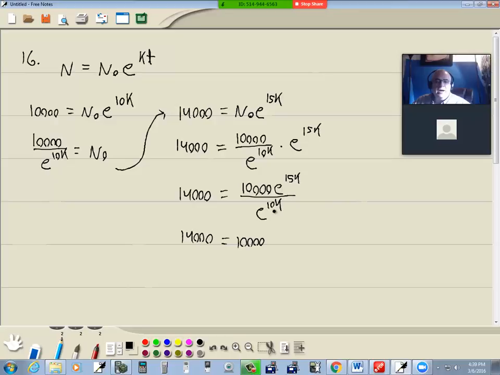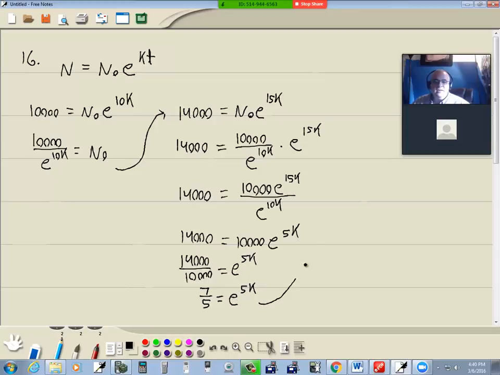Now when you got e to a power over e to a power, you subtract the exponents. So 15k minus 10k will give us e to the 5k. And then I divide both sides by 10,000. Now some of those zeros are dropped away, so we got 14 over 10, which reduces to 7/5, is equal to e to the 5k.